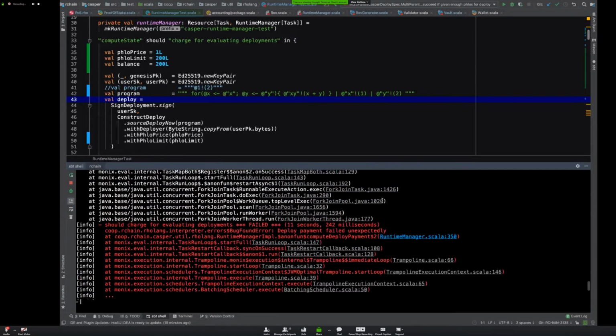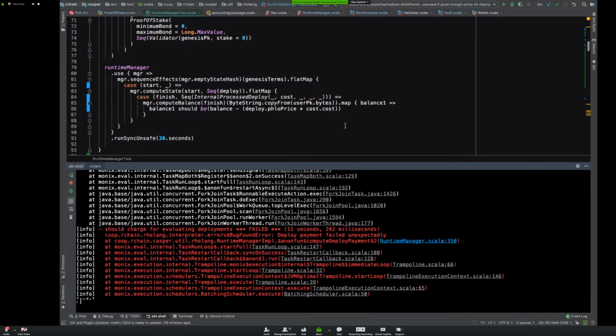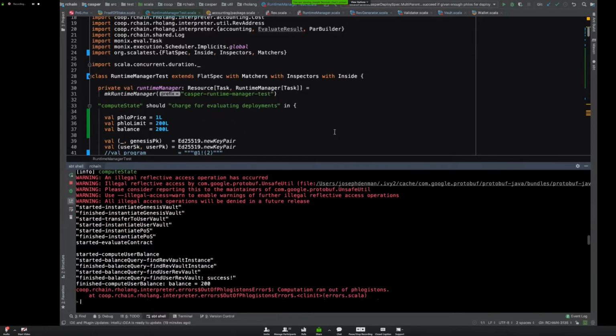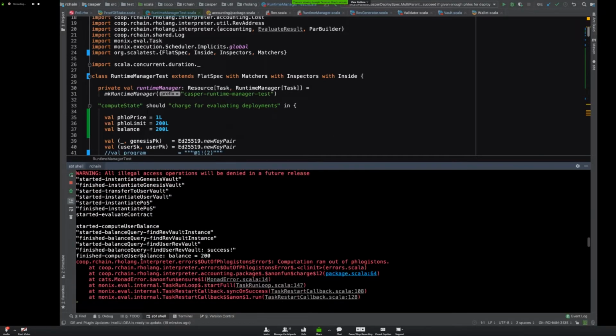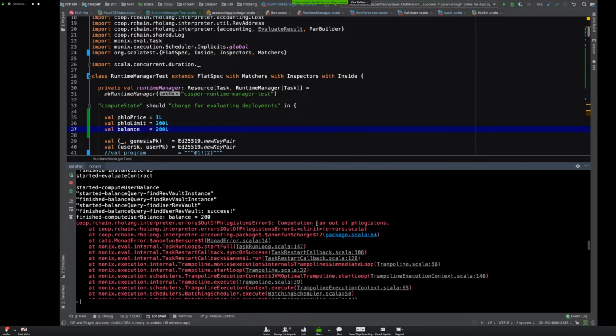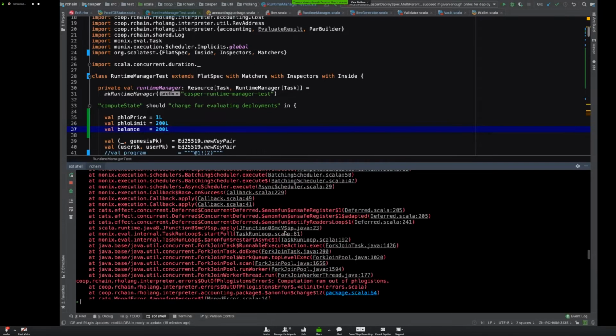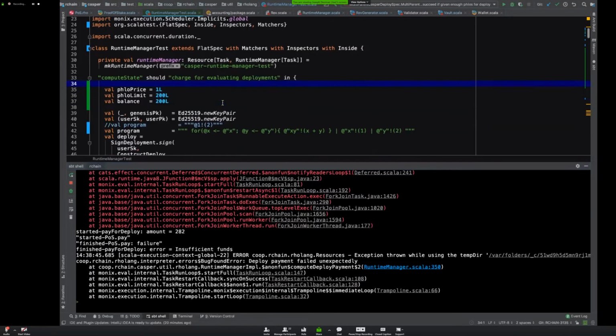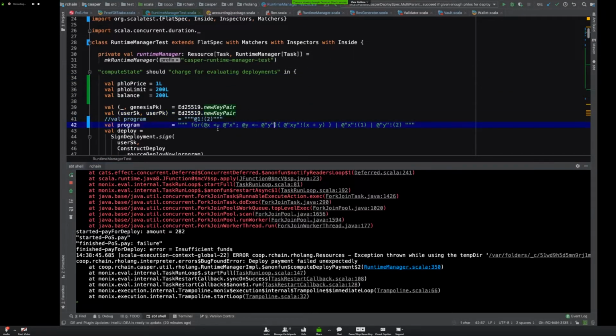Okay, one test failed. This should be balanced. Well, let's see what's going on here. So yes, all the same stuff. We compute the user's balance to be 200, and then immediately it seems the computation runs out of flow, which is cause for terminating the contract, hence the red. So we continue. We start to pay for the deploy, and it looks like the contract actually accumulated 282 flow, and that's probably something to do with the size or atomicity of particular operations.